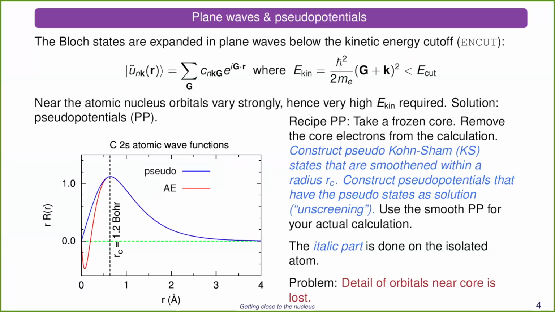But if you come near the nucleus, here you see, for example, the carbon 2s orbital. You see the radial plot of the orbital. When you come close, the red curve here, you see it starts to oscillate a lot because this is the 2s. It has to be orthogonal to the 1s, so it has this node over here and this rather strong oscillation. If you want to expand that in plane waves, you need high frequency components over here and you get a high kinetic energy cutoff.